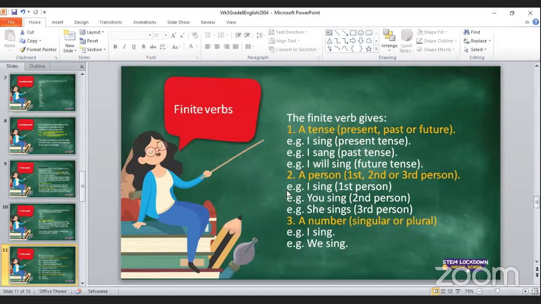Let's go on. The third one: I said that a finite verb gives a number, whether it's singular or plural. For example, I sing.